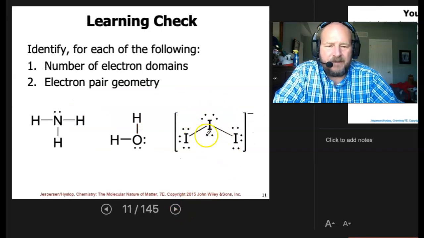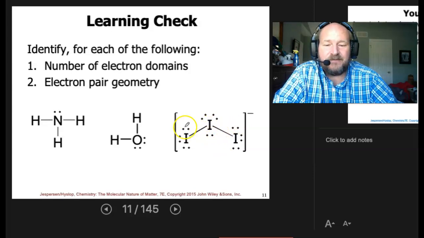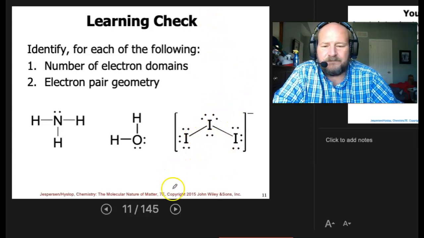So we have a trigonal bipyramidal, but 2 of these are equivalent and 3 are not, which means this could turn out being linear, or it could be T-shaped or bent, one of those 3. Sorry, it can't be T-shaped because we need a 4th atom. So it's either going to be bent or it's going to be linear.